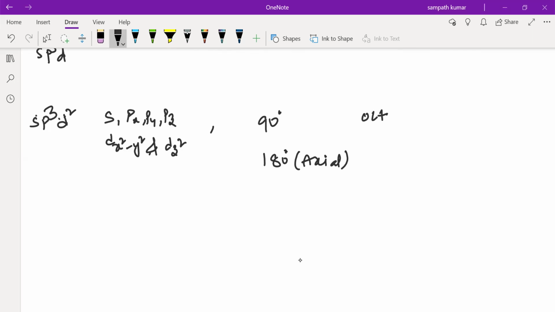So what is the geometry? Octahedral. Octahedral geometry. For example, tell me. SF6. SF6.